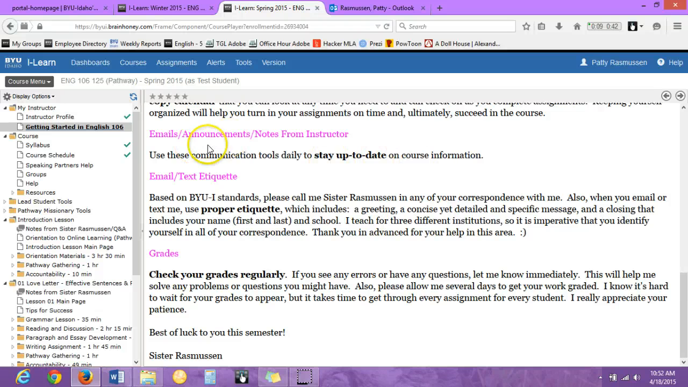And then announcements are the same thing. I don't always email the information that I put in my announcements, so you need to check the announcements every day as well. And then check out my notes from instructor pages, especially at the beginning of each lesson, because this is how I most likely will stay in contact with you.